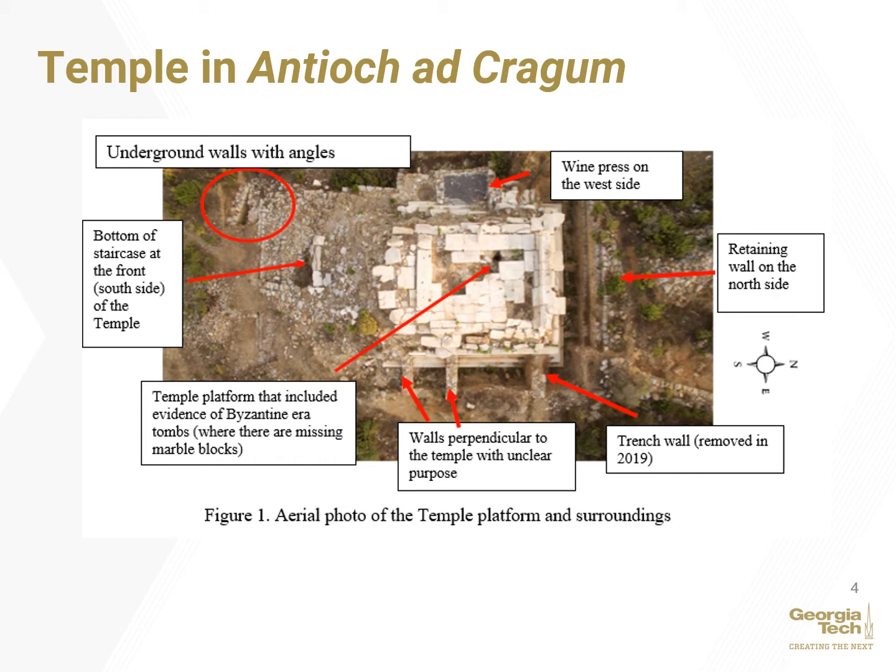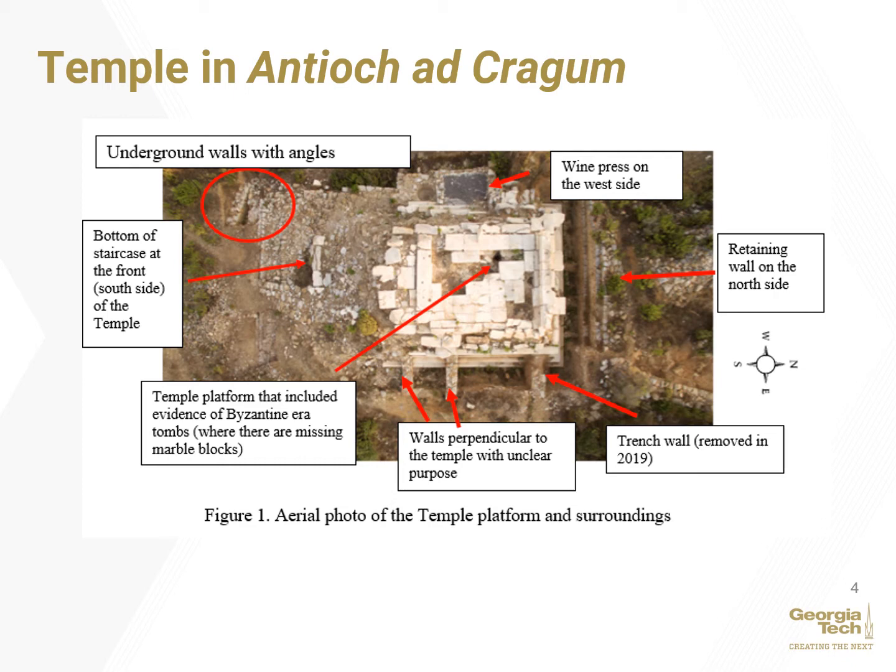And then we see some odd things, which are these two perpendicular retaining type walls. Their architectural purpose was initially unclear to us. And on the western side, we see a flat area and a collection vat that was identified as a wine press. And when we go further down, there's some retaining wall or retaining wall foundation type structure, but it's at an angle to the temple.